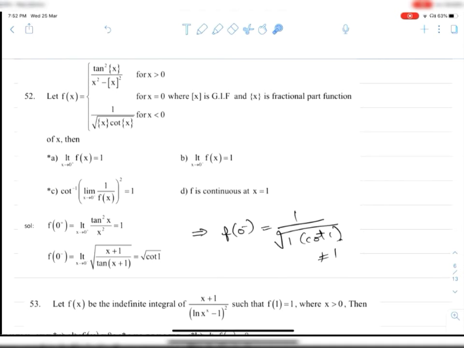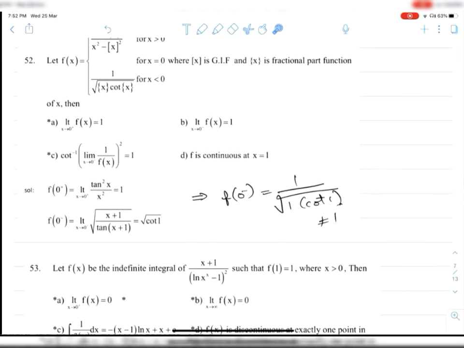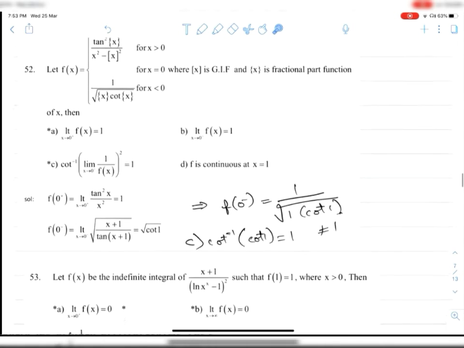Coming to the C part. 0 minus, 1 by f of x, what will it be? Root over cot 1, cot inverse of root cot 1 whole square. Option C will be cot inverse. The limit value is applied inside, so it will be a finite value. I'll get it as root cot 1 whole square, which is nothing but cot 1. Cot inverse cot x is always x. So I'll get option C also.